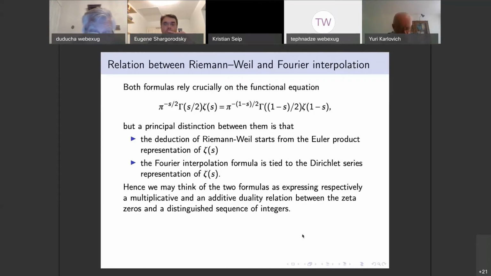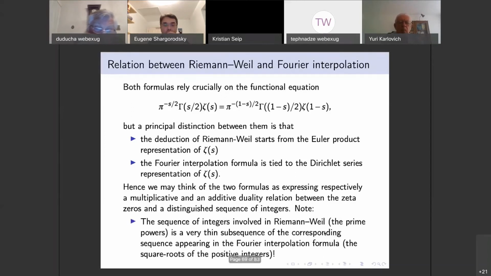Remember that we had this duality where we used the Euler product and the Hadamard product. The Fourier interpolation formula is tied really to the Dirichlet series representation of zeta. So I like to think of it as that we have two formulas that express, respectively, a multiplicative and an additive duality relation between the zeta zeros and a very distinguished sequence of integers. And if you move on, I think I say a little bit more.